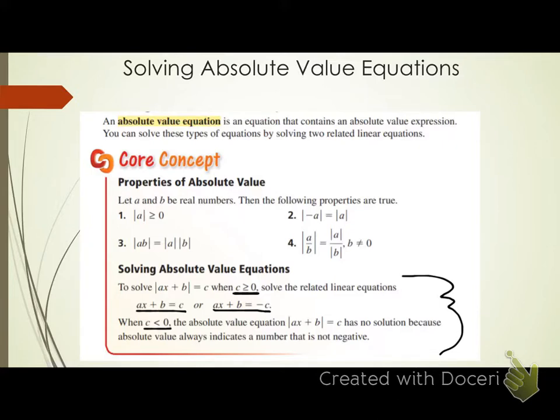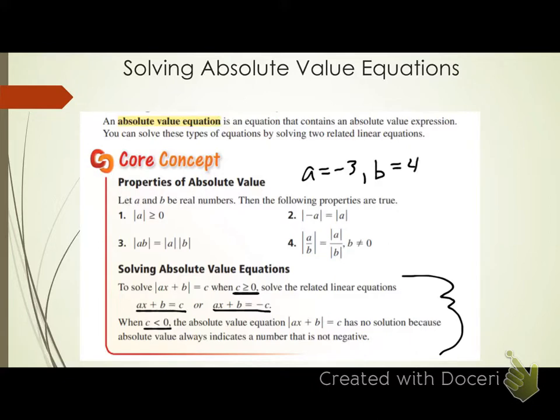Like I said, I apologize for it being so small, but this is directly from your textbook. Are there any questions about any information on this slide at all? Yes? Can you explain number 3 again? Number 3. So if I have the absolute value of a product, so two numbers being multiplied, that's the same thing as if I took the absolute value of each number and then multiplied them together. Okay? So let's say A is negative 3 and B is 4.